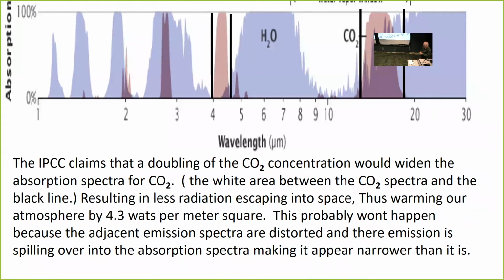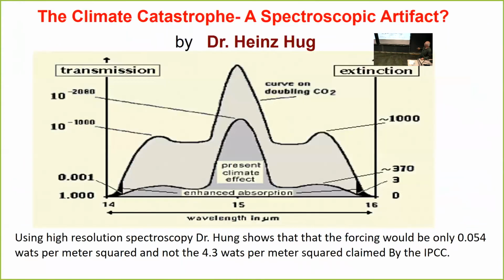And so Dr. Heinz Hug did an experiment. He used a high-res instrument. And his conclusion was that the amount of additional radiation coming back to the Earth if you doubled CO2 would be these small edges here and here. And that the forcing would be only 0.054 watts per meter squared, rather than the 4.3 that's predicted by the IPCC. Okay? So the global warming is going to be a lot less if you increase CO2 in the atmosphere.